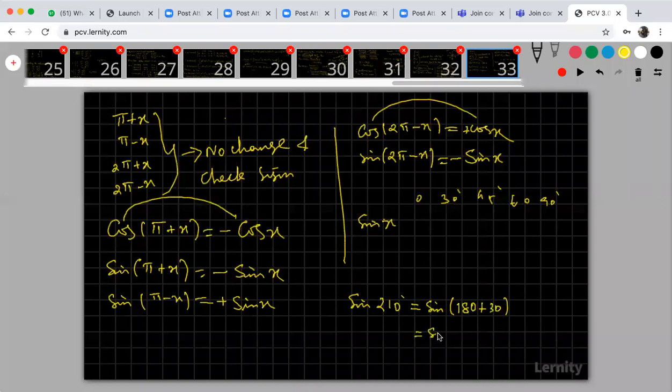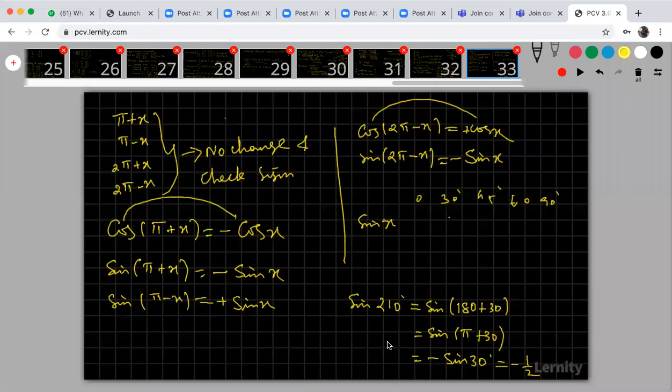What about sine 180? That is pi in radians. This is 30. Sine of pi plus 30, you can take 30 as theta. Look at that, sine of pi plus x is minus sine x, so minus sine 30. Now I know the value of sine 30, 1 by 2. So minus 1 by 2 is the value of sine 210.